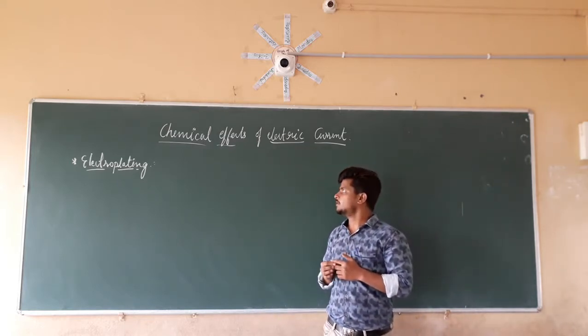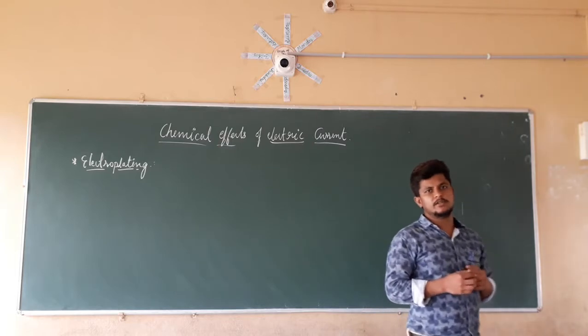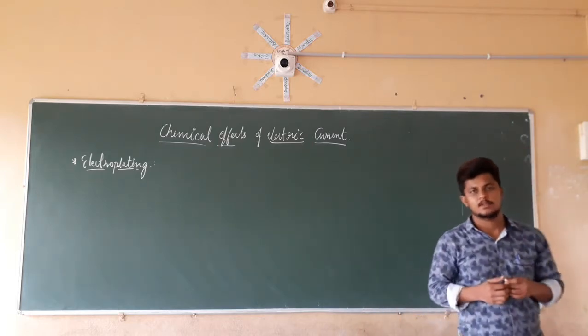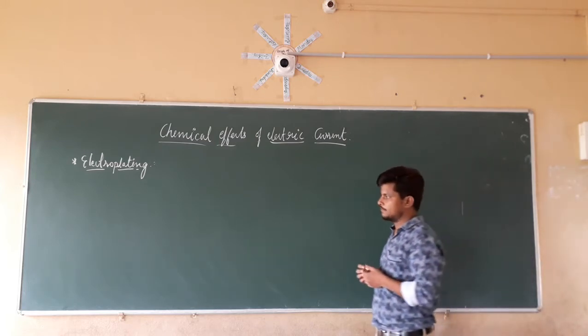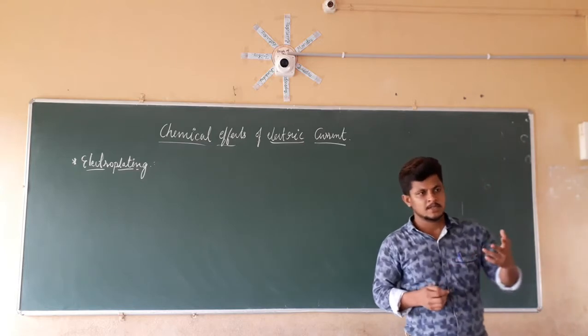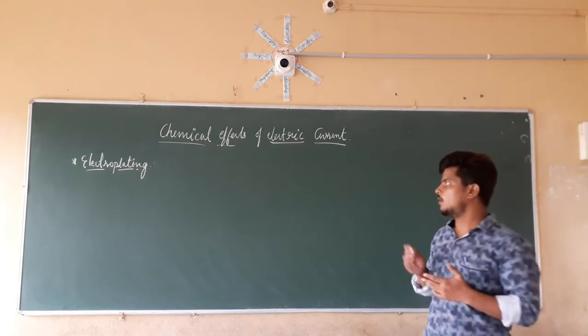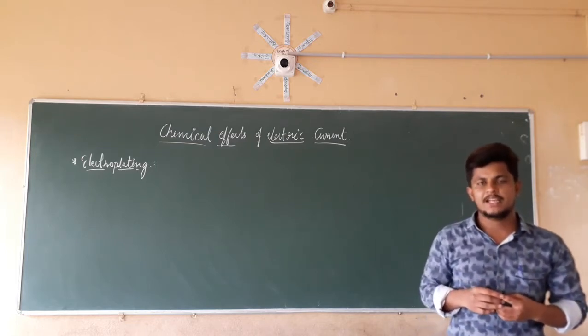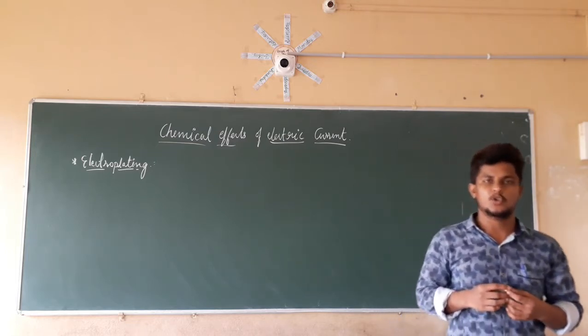In the last class, we were discussing the chemical effects of electric current. We discussed the different types of testers and what the chemical effects of the electric current are. We discussed how the chemical effects happen because of the electric current, by seeing the conduction of electricity through a solution.